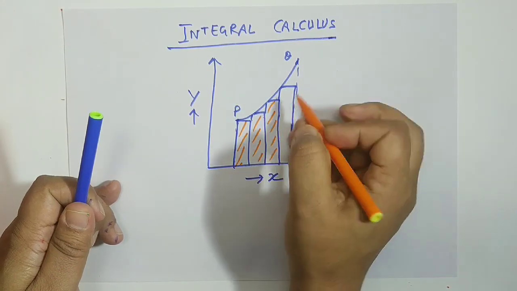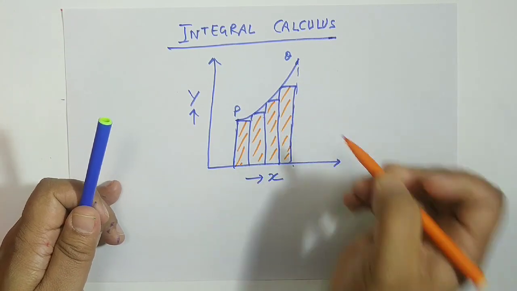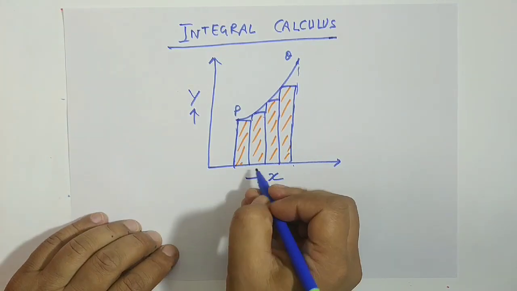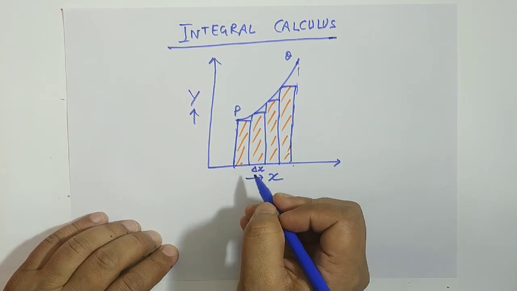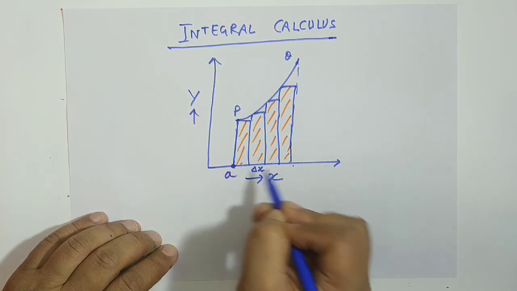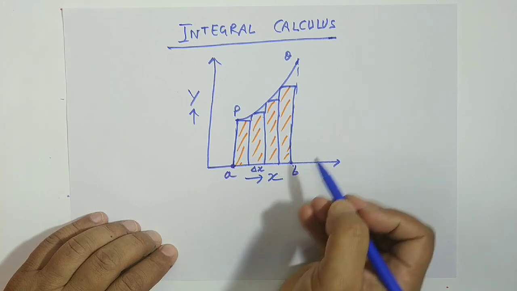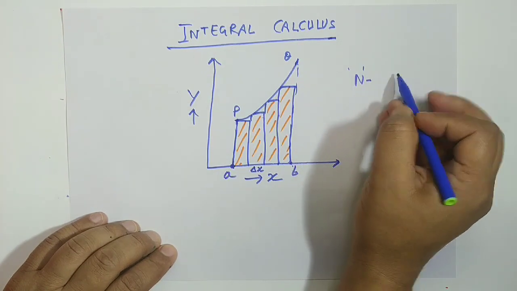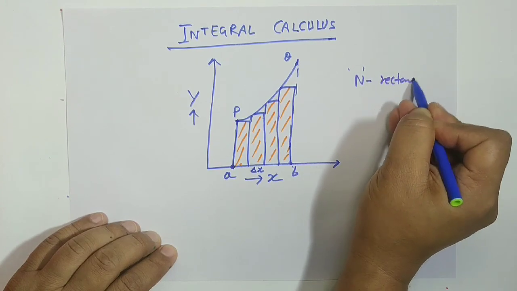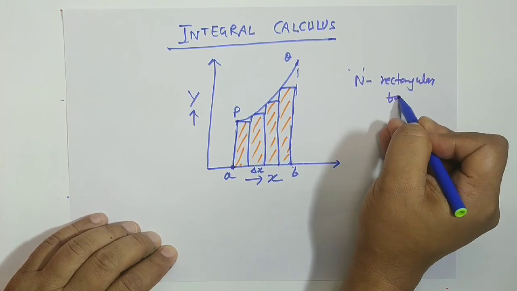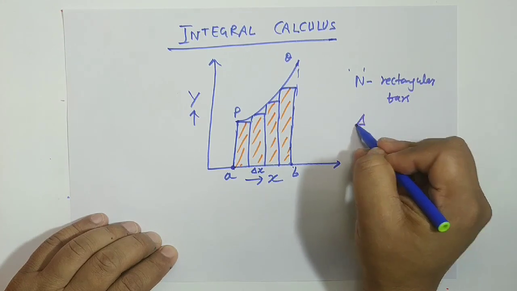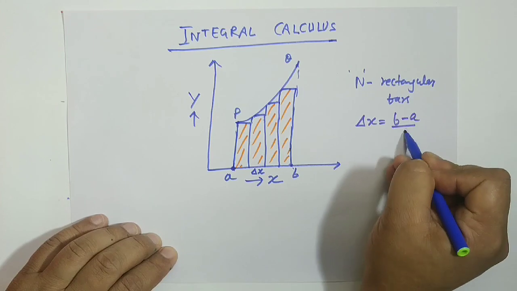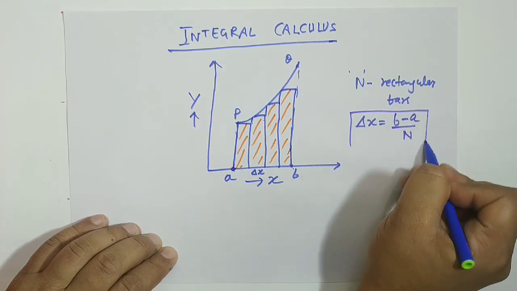This is the basic concept I want to explain, where we are going. We want the area under this curve. Now we know that each bar is of width delta x. This end is A and this is say B. If I say they have been divided into n rectangular bars, I think all of you know the value of delta x is B minus A upon n. So this will be delta x.